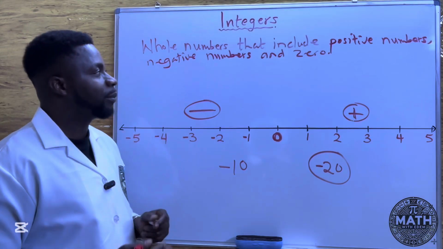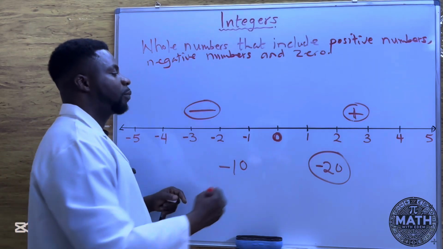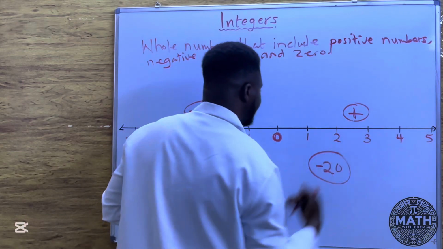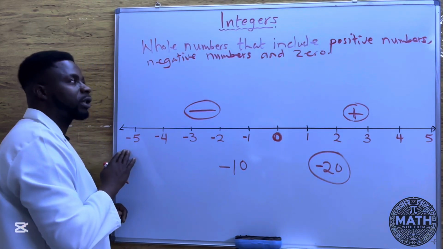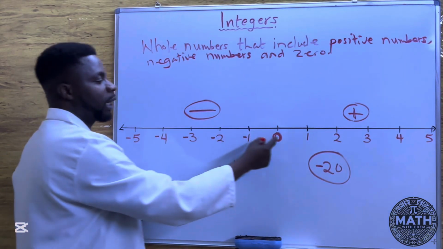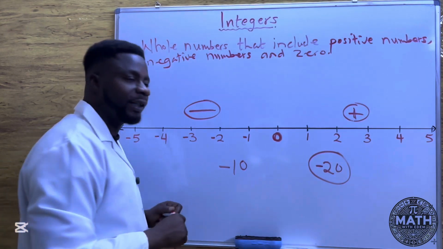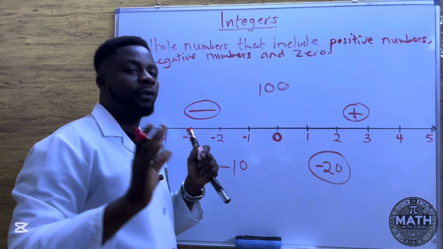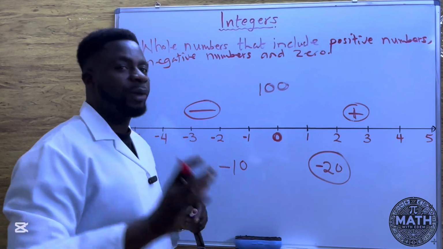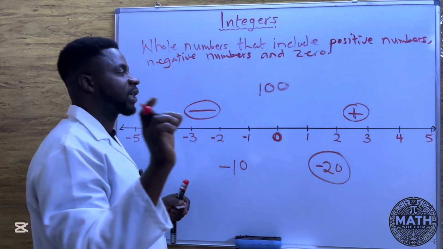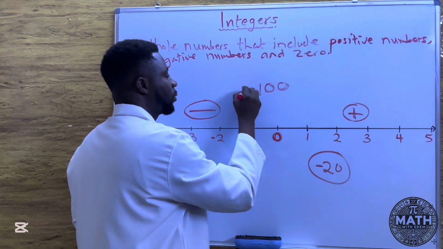So we say integers are whole numbers that include positive numbers, so these are positive numbers, and then these are negative numbers, and then a zero. All this makes up an integer or integers.